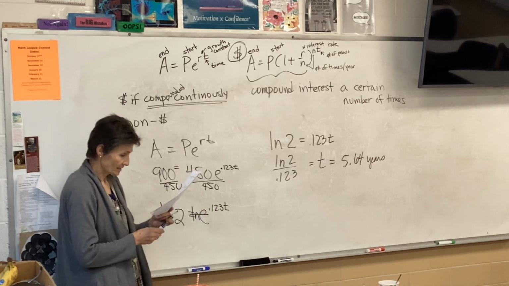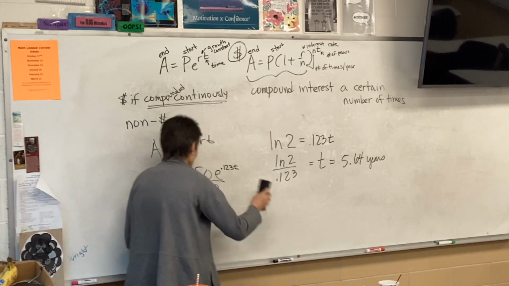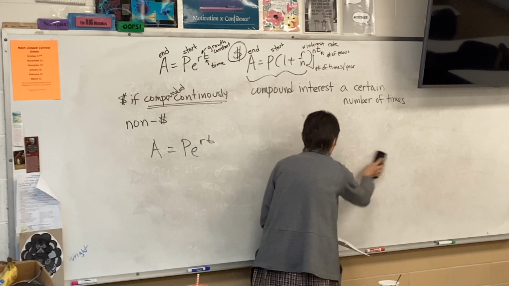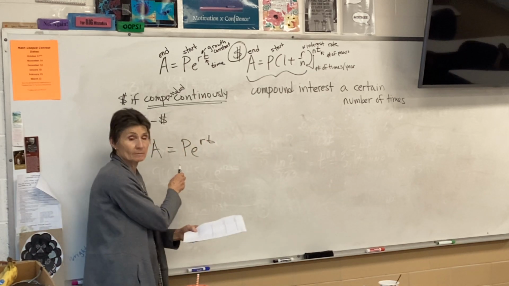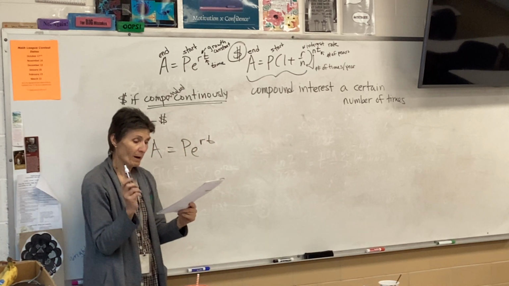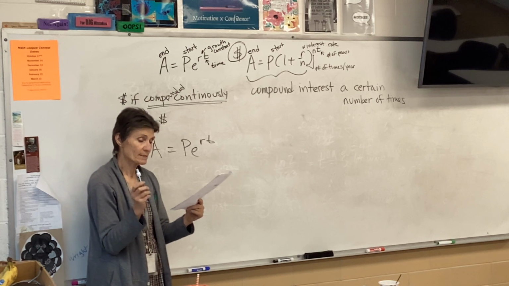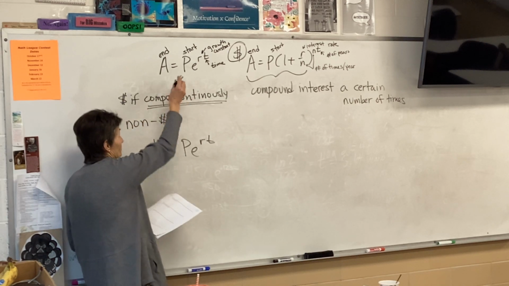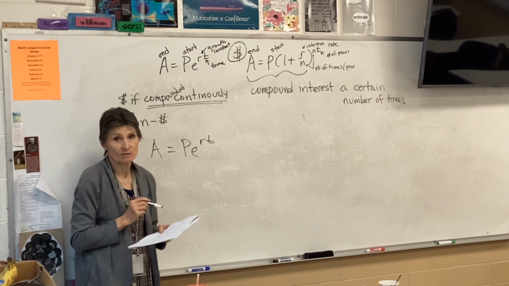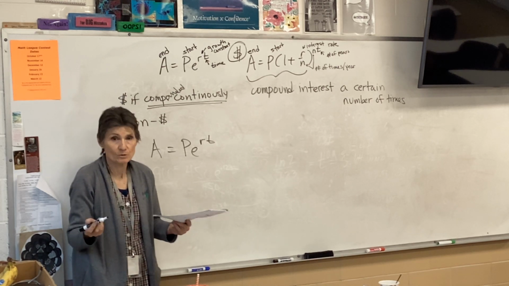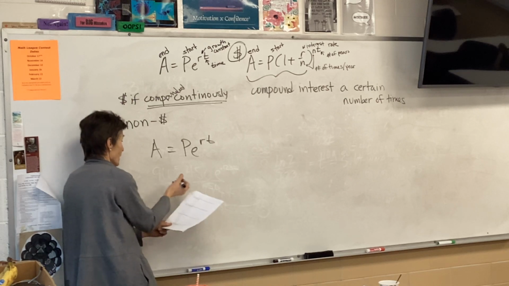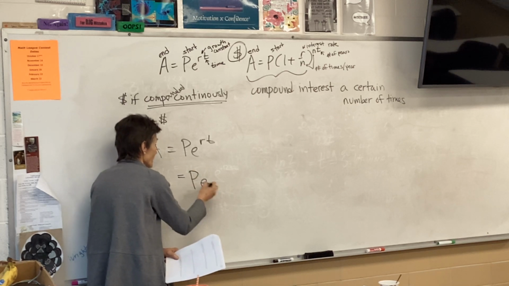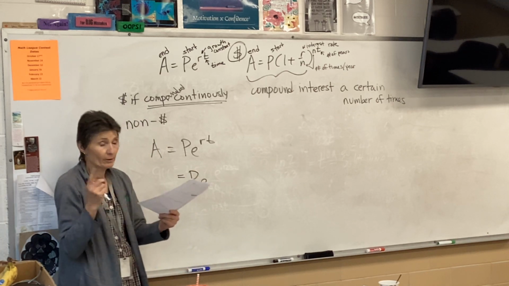Okay, let's look at number 4. Now, we talked about it a little bit ago, but let's read it again and understand why we are using this formula. How much do I need to deposit in an account paying 4% interest compounded continuously? That's why I'm using this formula, because it says compounded continuously. So here we go. How much do I need to deposit? In other words, how much am I starting with? That's P. I don't know what it is. I'm going to figure it out.